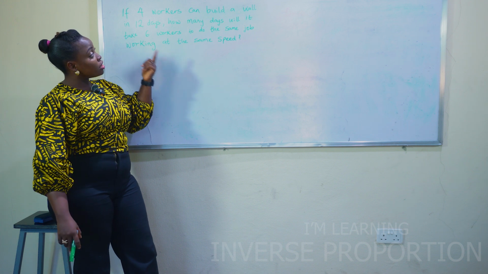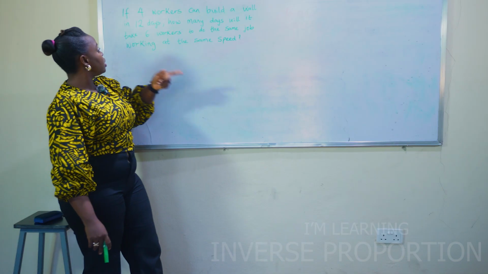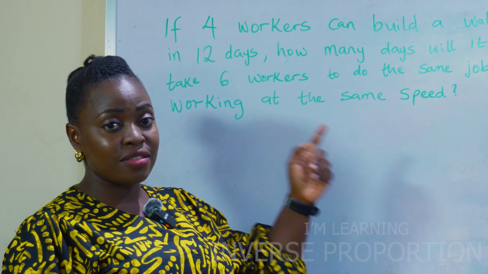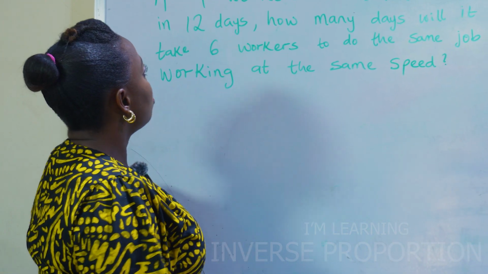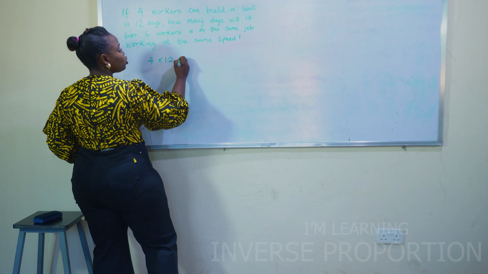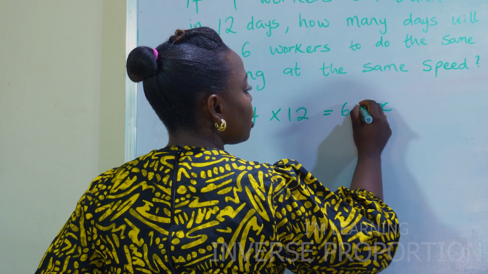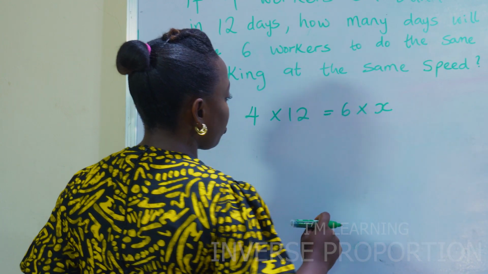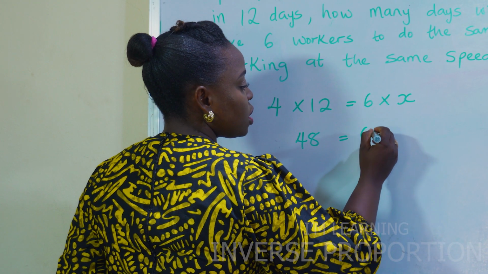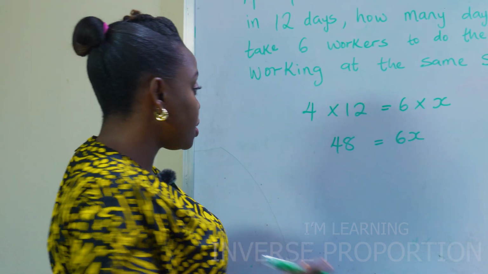Now, if 4 workers can build a wall in 12 days, how many days will it take 6 workers to do the same job working at the same speed? So that means 4 workers times 12 days should be equal to 6 workers times the number of days that it would take them to do the same work. 4 times 12 is 48, is equal to 6x. Now to find the value of x, I must divide both sides by 6.